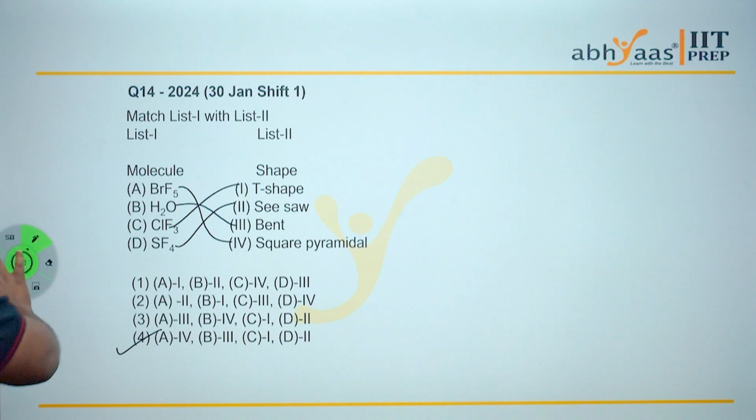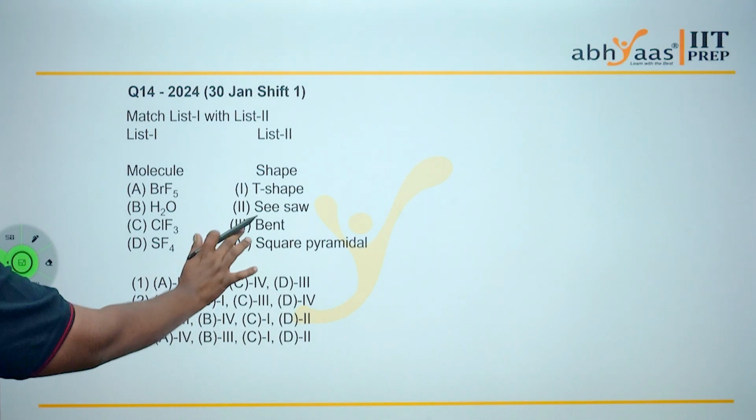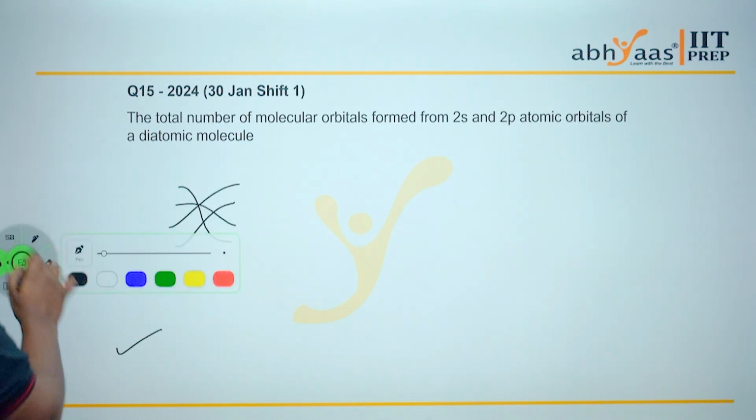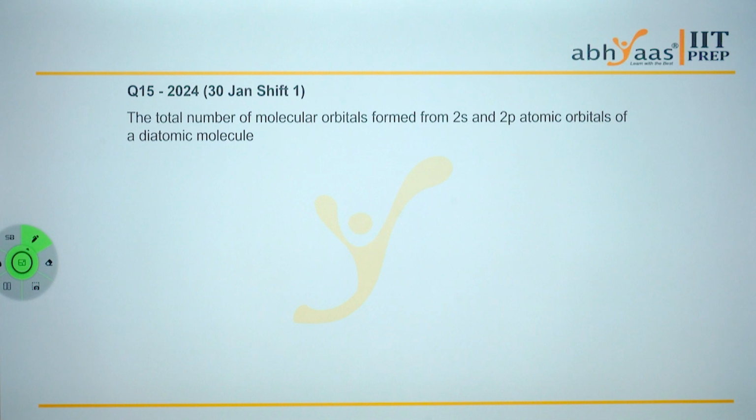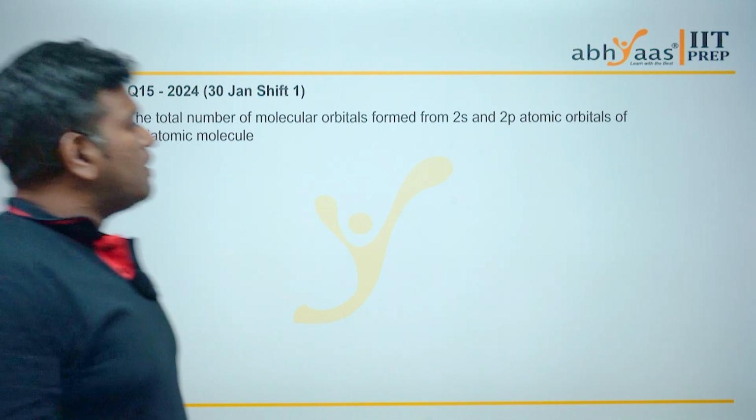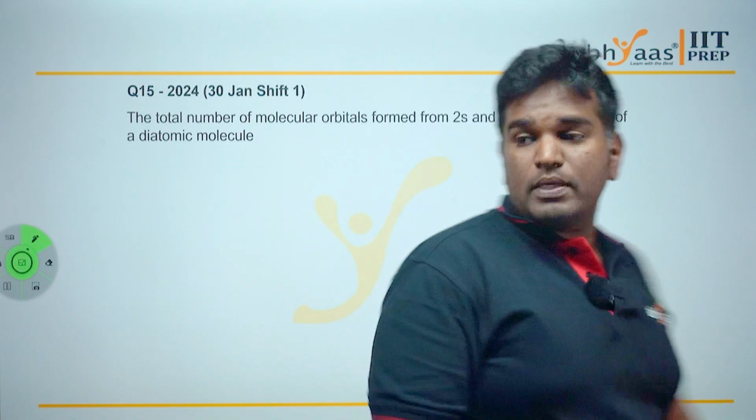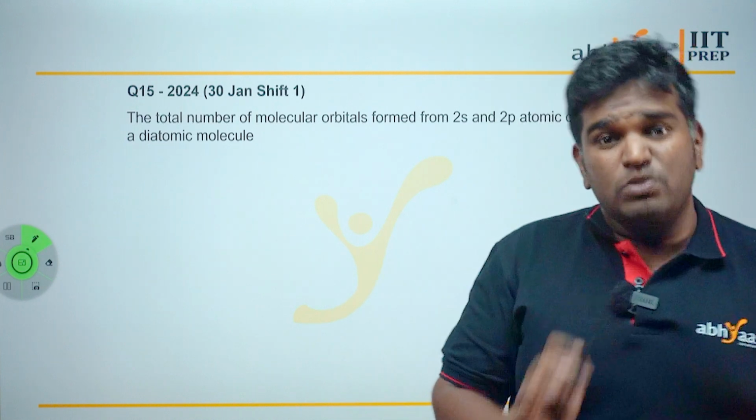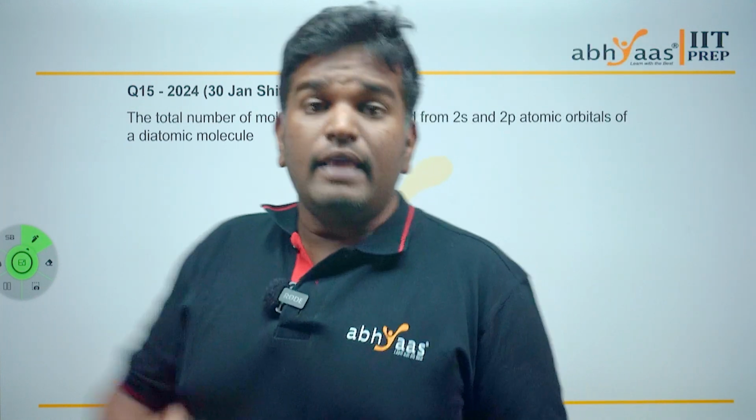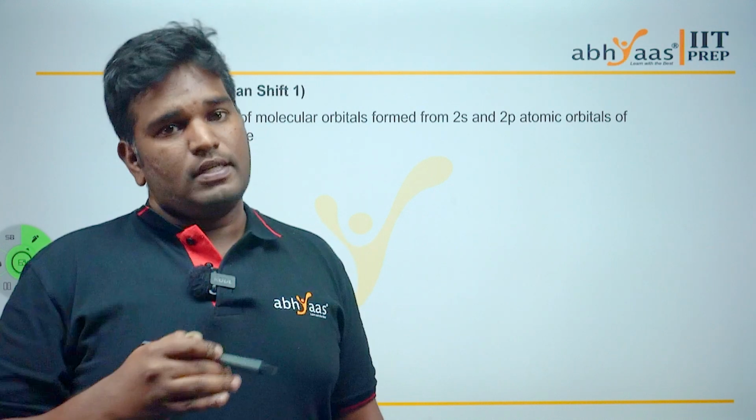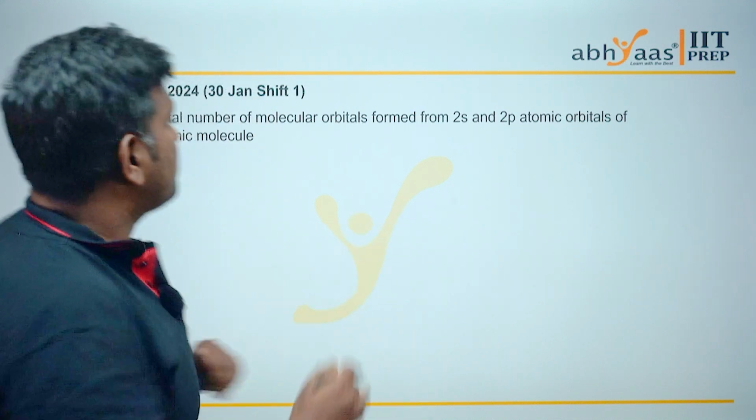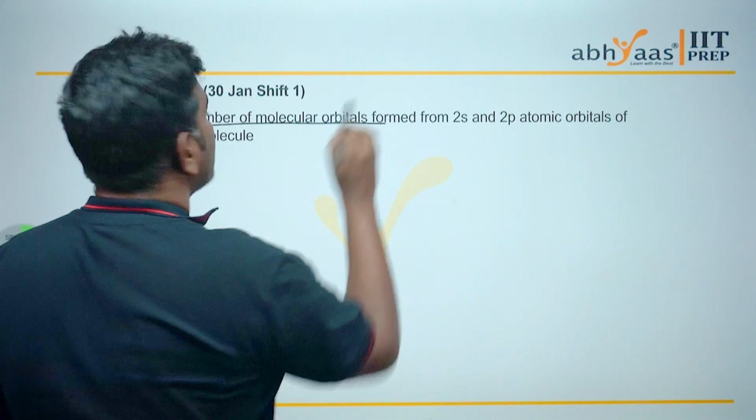Right. Now we will move to the last question of this particular session. What is the question? The question is the total number of molecular orbitals formed from 2s and 2p atomic orbitals. So a similar question was done before, and in that question they were asking the number of anti-bonding orbitals. But here they have asked for the total number of molecular orbitals.